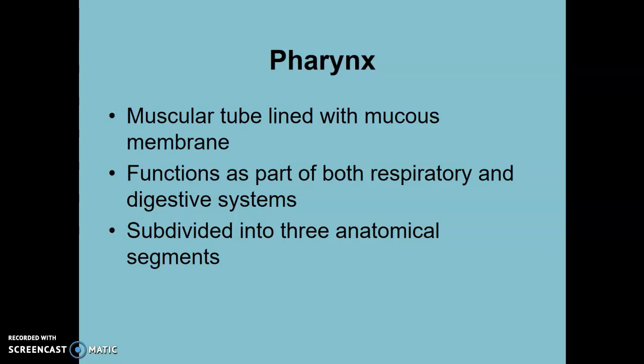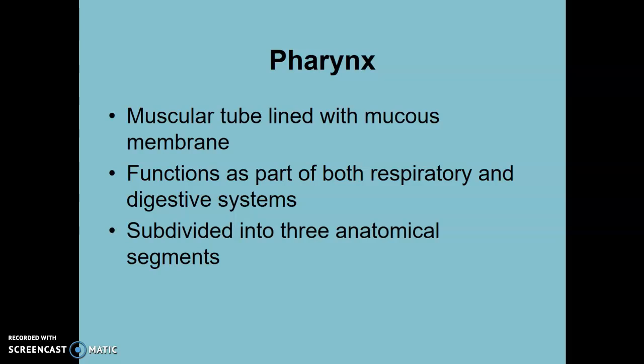In humans, our pharynx is broken into three regions: the nasopharynx, through which we breathe, the oral pharynx, through which we swallow things, and then the laryngeal pharynx, which is down where our larynx is, where you have the division of the esophagus and the trachea.